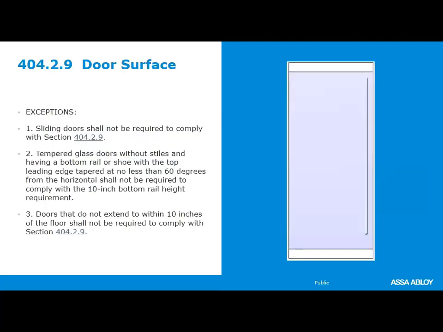There are some exceptions. Sliding doors are not required to comply with that section on door surfaces being 10 inches. Tempered glass doors that don't have stiles and have a bottom rail or shoe with the top leading edge that's tapered no less than 60 degrees from the horizontal shall not be required to comply with the 10-inch bottom rail height. And doors that do not extend to within 10 inches of the floor shall not be required to comply with this section either. And that makes sense. Those types of doors would be like a toilet partition door where maybe it's 12 inches off the floor. That doesn't need to have a 10-inch bottom rail.